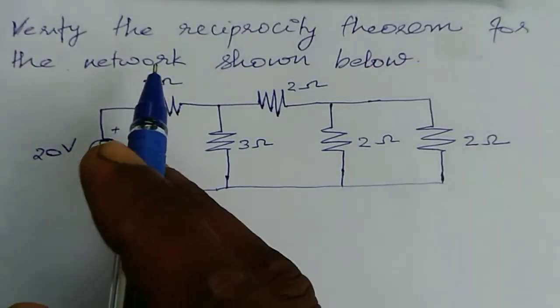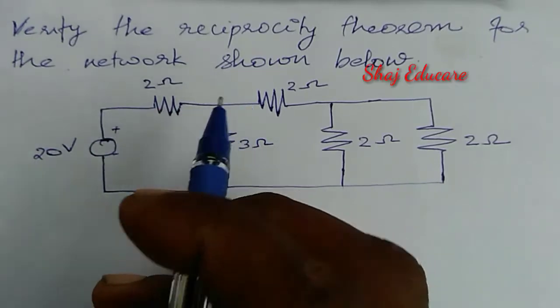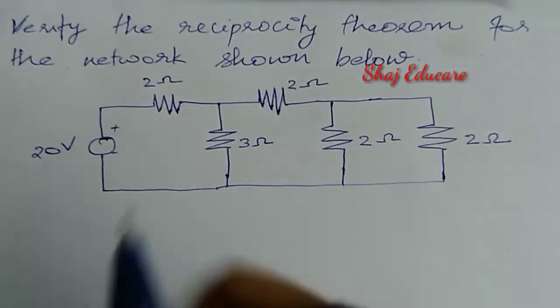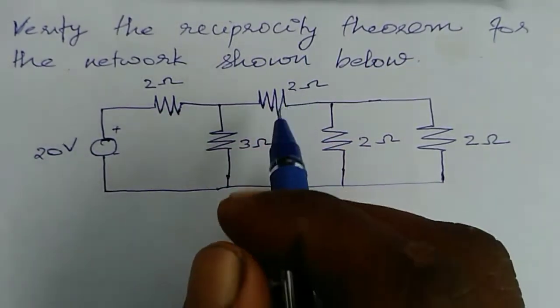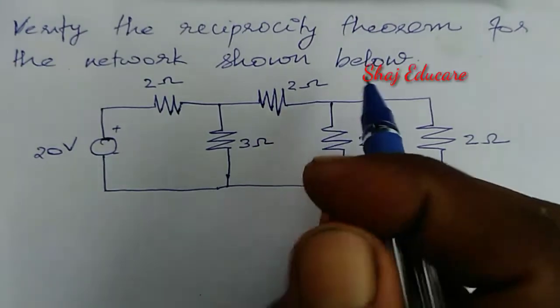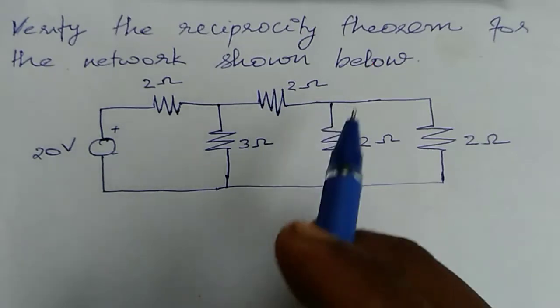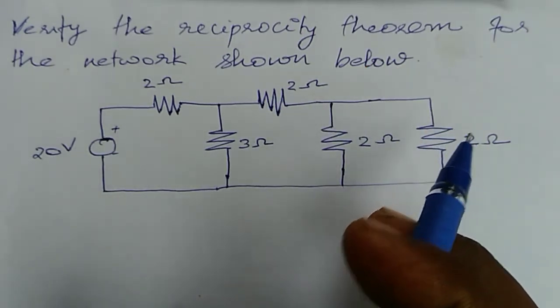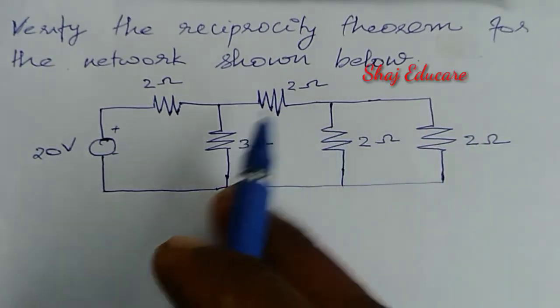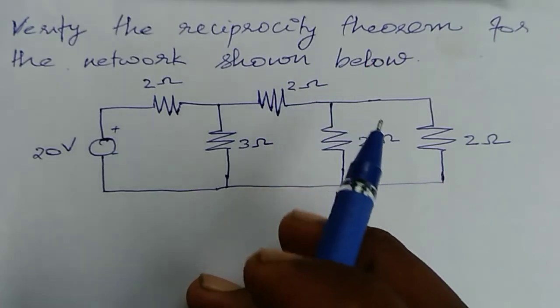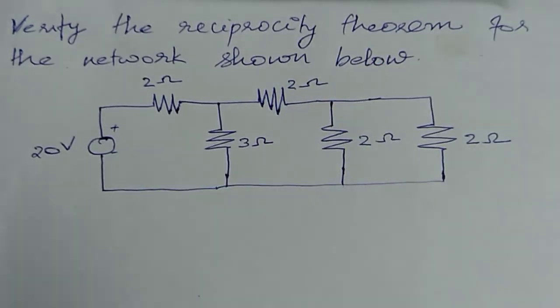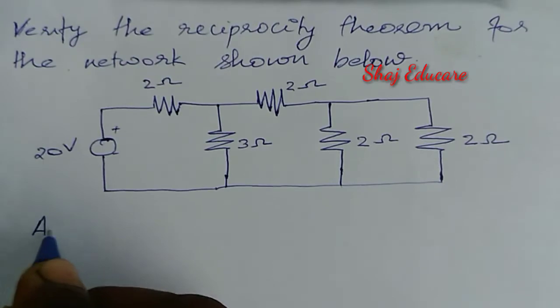Hi, now let us pass through a problem based on reciprocity theorem. Verify the reciprocity theorem for the network shown in figure. Here we have a 20-volt voltage source and some resistances are given. It is required to verify the reciprocity theorem. Right, let us try to solve the question.